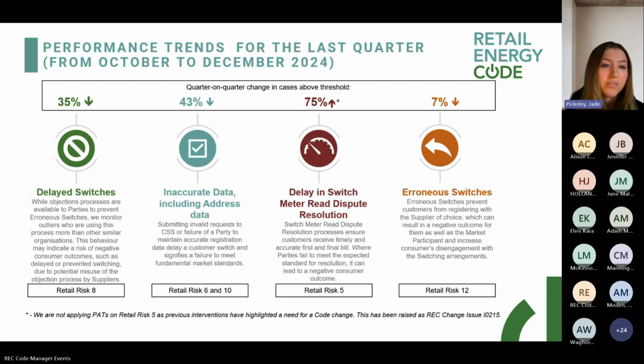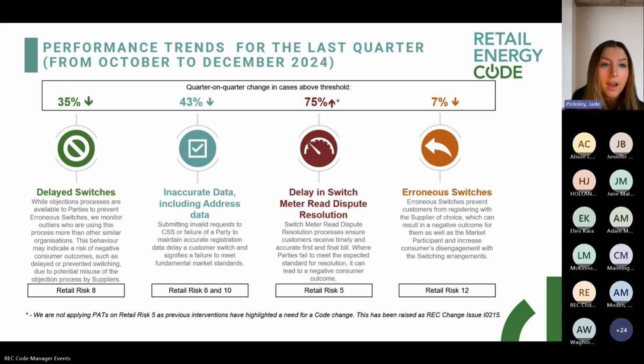For risk driver 5, we've seen an increase of 75% of cases above threshold. This means parties who are above the threshold have been found to have delays in their switch, meet and read dispute resolution processes. It's important to note these processes ensure customers receive a timely and accurate first and final bill, and where parties fail to meet the expected standard for resolution, it can lead to a negative consumer outcome. I'd like to note this does not necessarily indicate that something is going wrong, as it looks at both the missing reads and the disputed reads, and reporting doesn't know what read is closing the dispute.